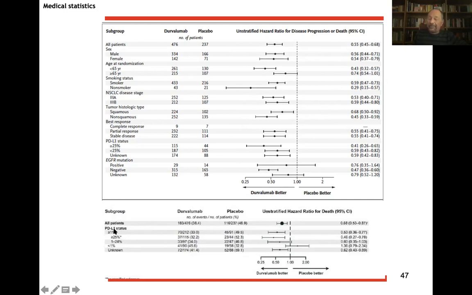The PD-L1 status is very important because the immunotherapy is an anti-PD-L1. So if the tumor is not expressing PD-L1, you don't expect it to be significant. And in fact, you see it here: when the expression of PD-L1 is less than 1%, there is essentially no difference. The hazard ratio is 1.36. So durvalumab is not working. So the assessment of the PD-L1 status is clearly a biomarker on whether you should use durvalumab or not, done with the Cox regression analysis.